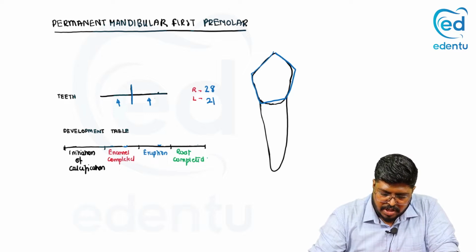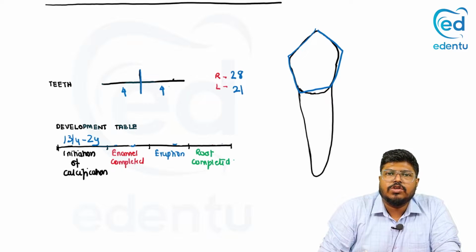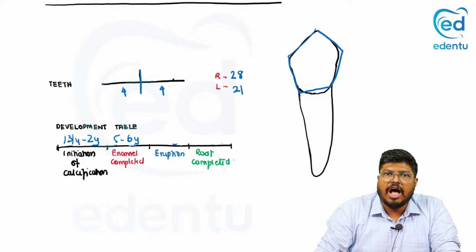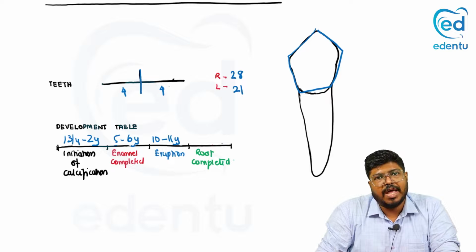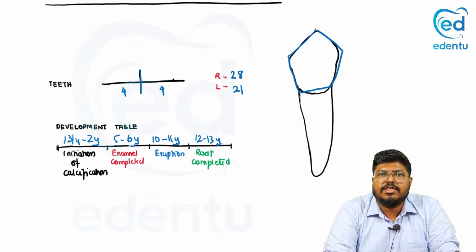Now we come down to the developmental table. Here, initiation of calcification occurs between 1 and 3/4 to 2 years, followed by which enamel is completed at 5 to 6 years. After the 10th year, which means in between 10 to 11 years, the first premolar in the mandible will erupt, followed by 12 to 13 years where the root shall complete its growth.